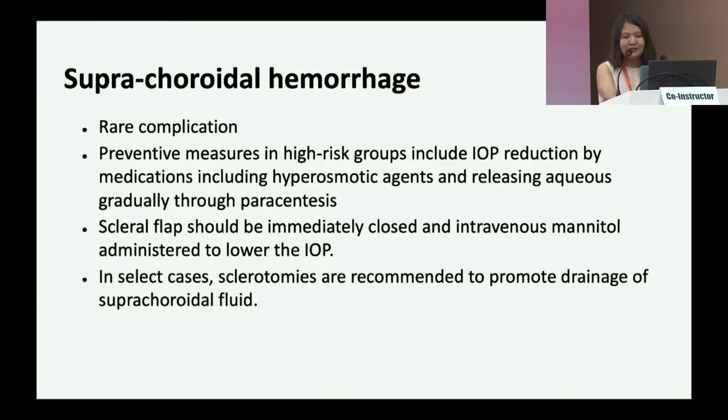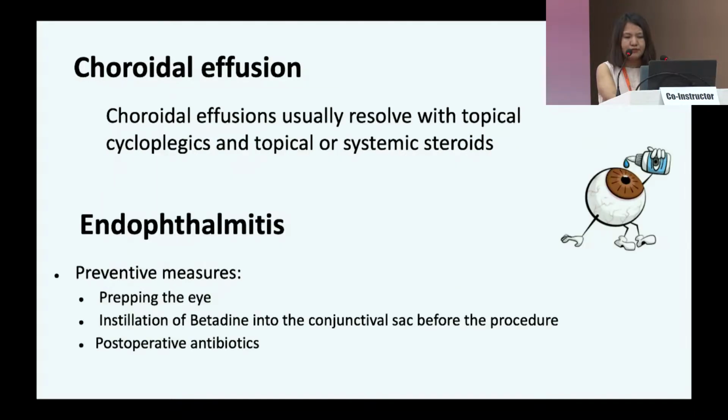Suprachoroidal hemorrhage is a very rare complication, but we can always prevent it by bringing down the preoperative intraocular pressure with the help of hyperosmotic agents, and a scleral flap. If it's open, then we should close it immediately along with anti-glaucoma medications. Choroidal effusions mainly get resolved with the help of topical steroids, cycloplegics, and systemic steroids.